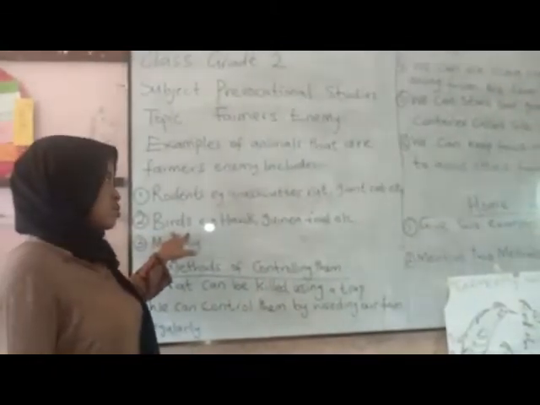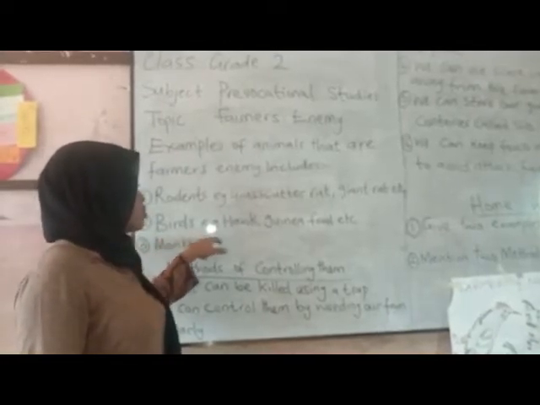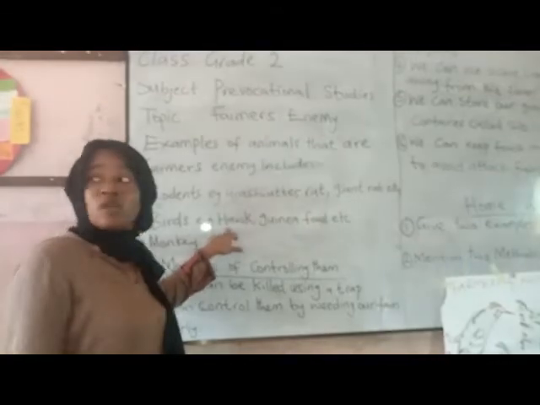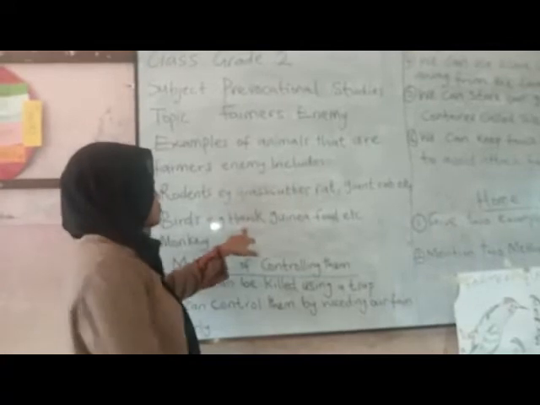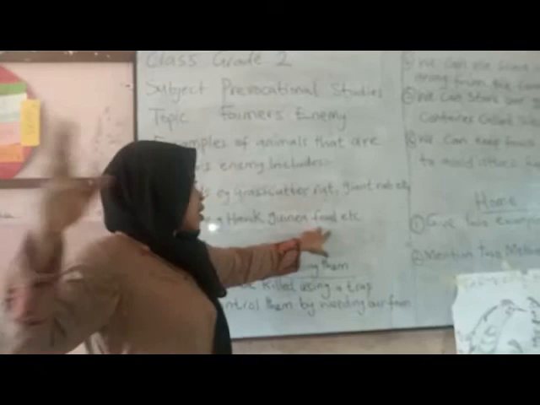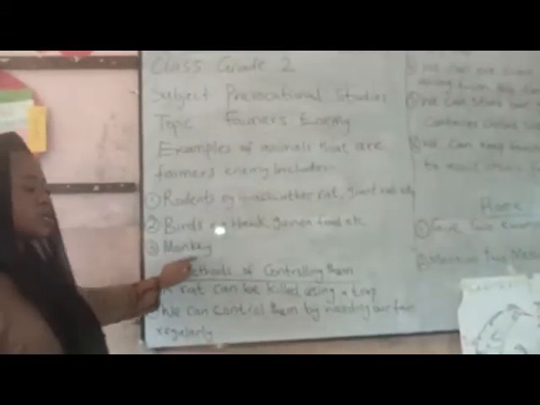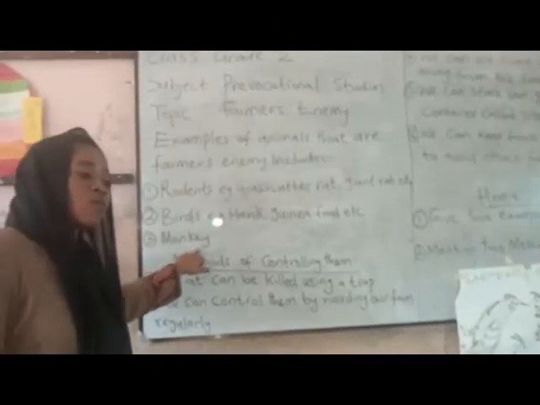Number two, we have birds. Say birds. An example of these birds are what? All of us know it, the one that normally steal chicken from the field. And we have guinea fowl. They are always at the water side, etc. Number three, we have monkey. How many of us know monkey? Yes, they look like human beings and also very good.